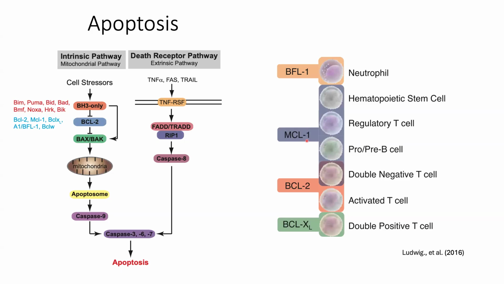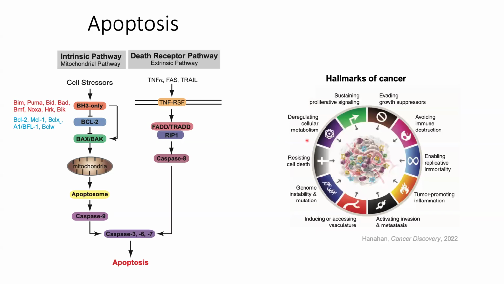This complexity enables the differential regulation of mammalian cell types, but it's surprisingly hard to predict how different cells will respond to a particular cytotoxic stimulus. And this is important because resistance to cell death has long been recognized as a major hallmark of cancer, one that frustrates the efficacy of many therapies.